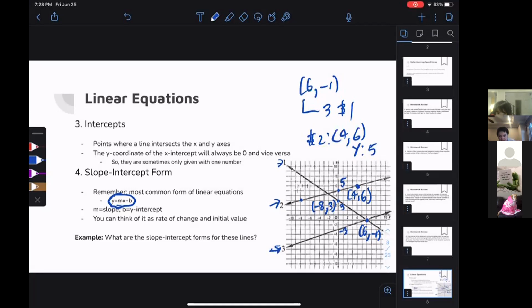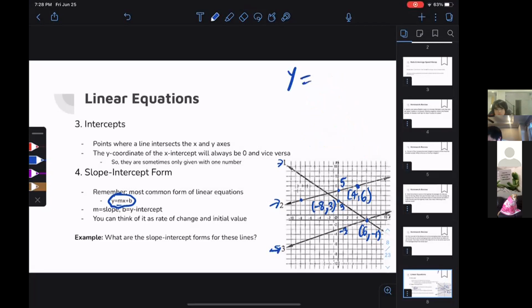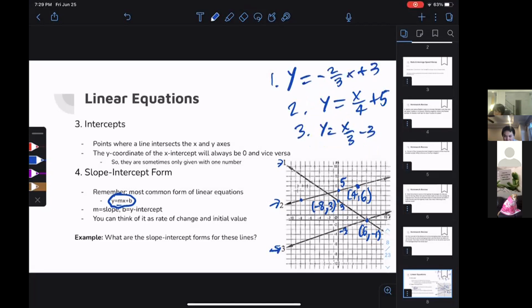All right, so I see most people have sent in their answers, and most of them look right. So I'll get rid of this real quick. Given the information, I believe the first line, line 1, was y equals negative 2/3 x plus 3. The second line is y equals 1/4 x plus 5. Finally, the third one, y is equal to x over 3 minus 3. The way you get these is using the points that were given to you and the y-intercept.